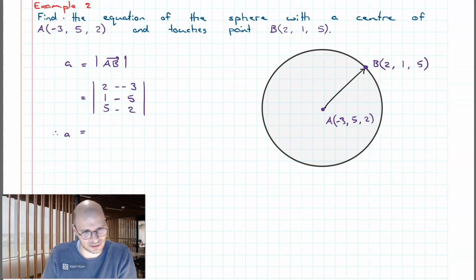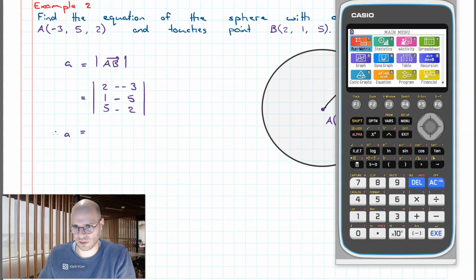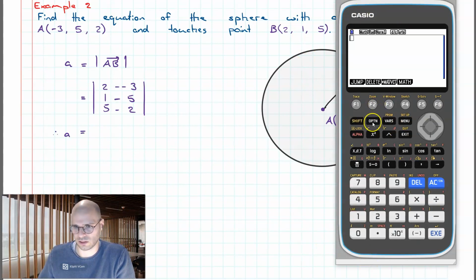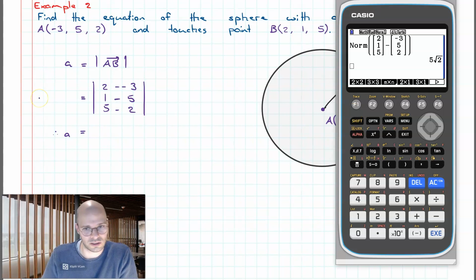Simply putting this through our calculators. Say up we come, run matrix, we go to options, Vct, then across into Norm, which will give us the absolute value of a vector. I go exit twice, Math, Vct, and I'll go 3 by 1. So (2, 1, 5), subtract, and go (-3, 5, 2), done. And we get the answer 5√2, which is roughly 7.07, so that's alright. So we go 5√2.